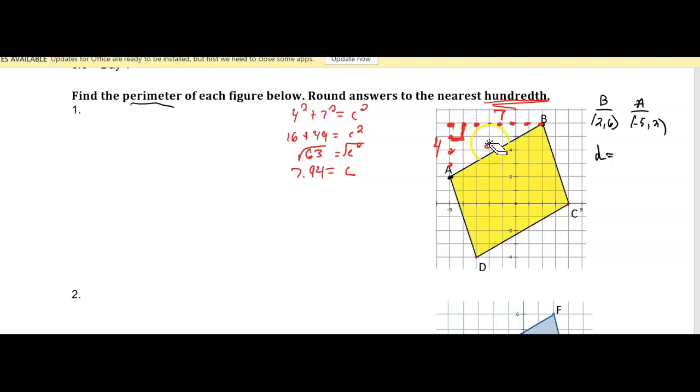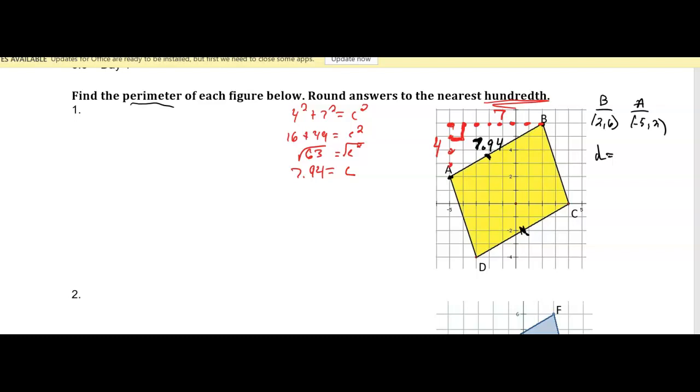So let me change this. Instead of having a generic variable, we can now actually say that this has a length of 7.94. Now what would make this easy is if this is a parallelogram, which we get into the next few days, and we'll revisit that, then we know opposite sides are congruent. So it would be nice if we knew this side was congruent to this side. Remember what those little tick marks mean.